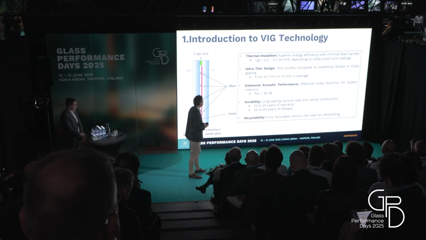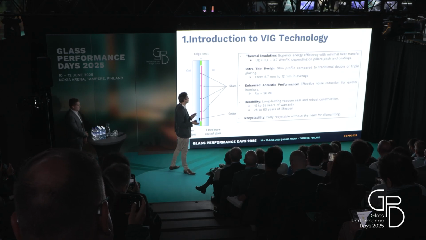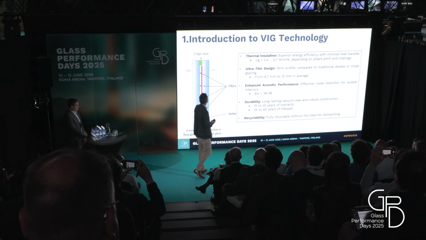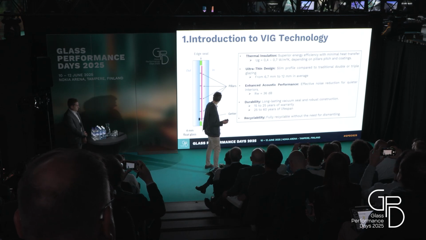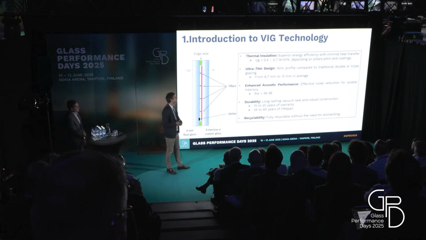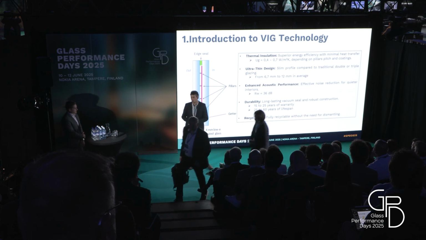And concretely speaking, what is the skeleton of the VIG? Basically, it's 2 sheets of glass, either annealed or tempered, separated by a narrow vacuum gap between 0.1 and 0.3 millimeters. These 2 sheets of glass are sealed with a material. It can be either a ceramic one or a metallic one.